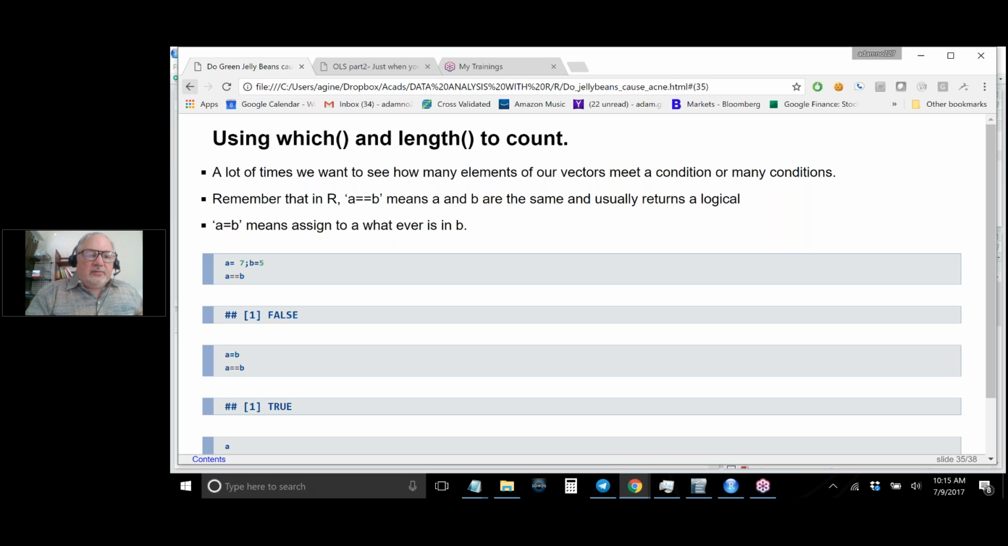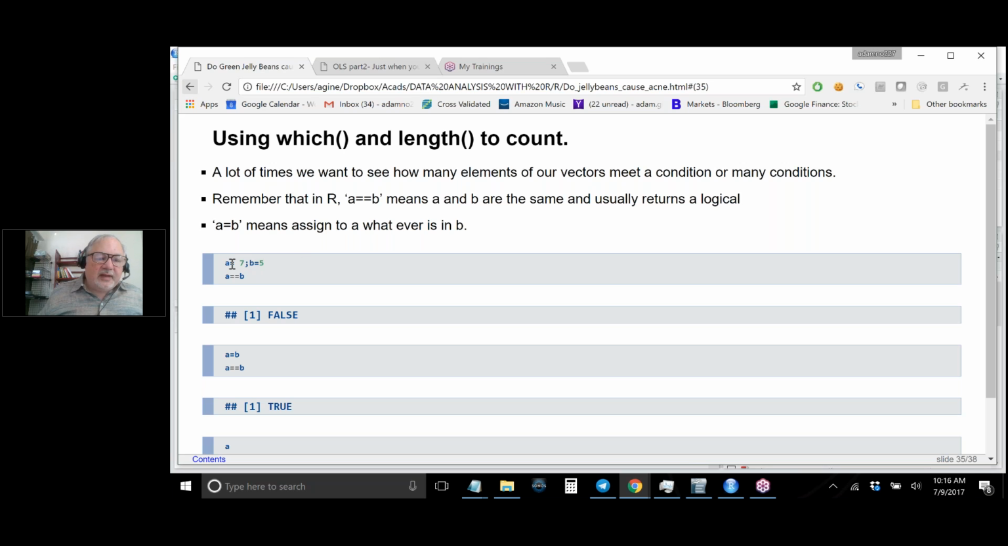So let's remember that in R, if you put two equal signs, you're asking, are these two objects the same? So A double equals B means, are A and B the same. And if you do that in R, you're going to return a logical. A equals B with one equal sign means assign to A whatever's the value in B. And it always will assign to A what's in B.